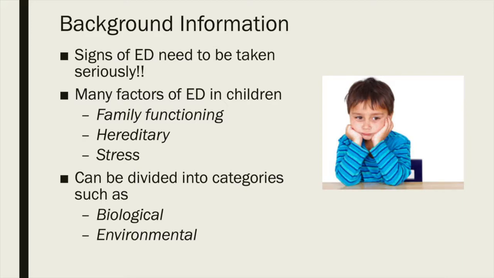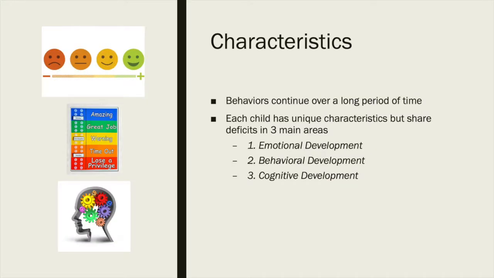There are many factors of ED in children, such as their family functioning, hereditary factors, or stress, and it can be divided into categories such as biological or environmental. Biological would be the hereditary factor, and environmental would be family functioning. It is important to note that the causes of emotionally disturbed students or children is really unknown, but we do know that the behaviors that they exhibit must continue over a long period of time in order to be considered.